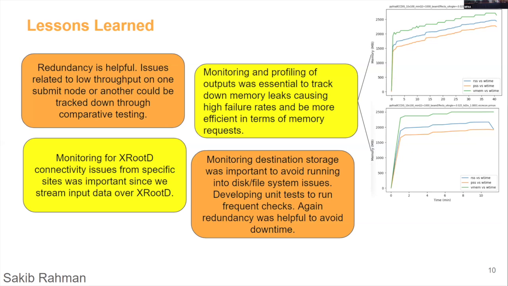Monitoring the connectivity issues from specific sites was important since we stream input data over XRootD. I don't know if we do it in a very efficient way, but still it's good to look out for that. Then also monitoring the destination storage, if we're running into disk or file system issues where we're trying to write to. That was helpful too. So again, redundancy, having 2 different places that we can write to, was useful as well.